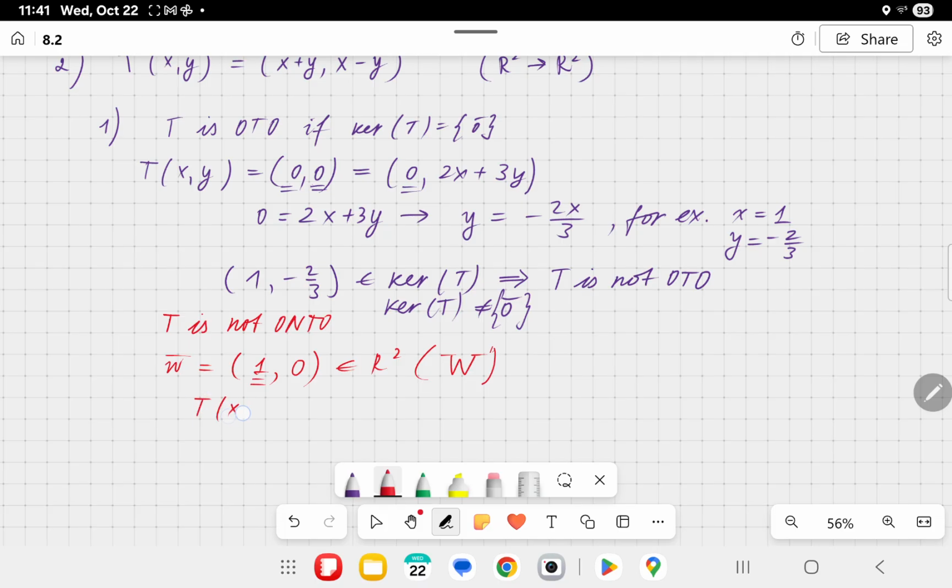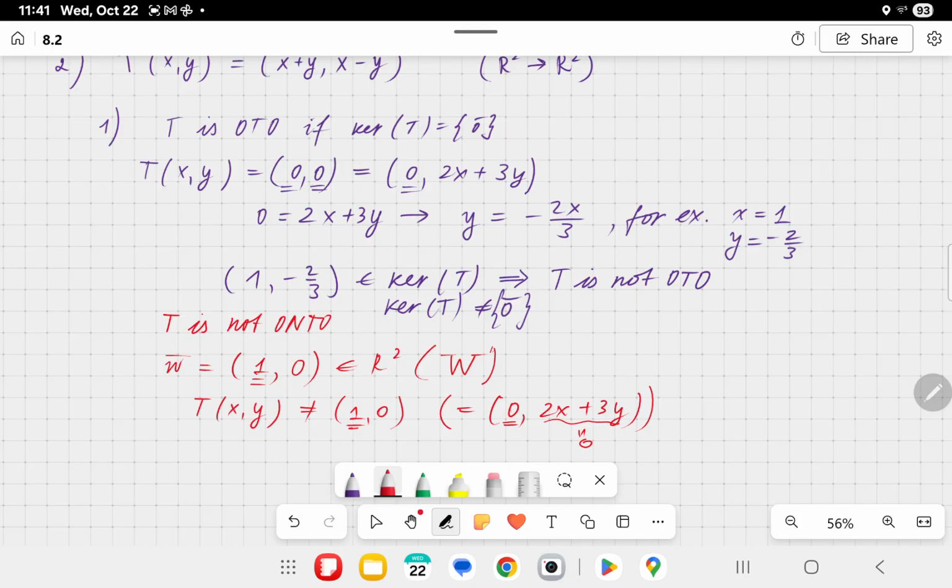T of any x, y will never be equal to 1, 0. It will be equal to 0, 0 to x plus 3y. So you can turn this one into 0, yes, but you cannot turn 0 into 1. Well, that transformation is not onto. Okay, so we are done with our first problem.